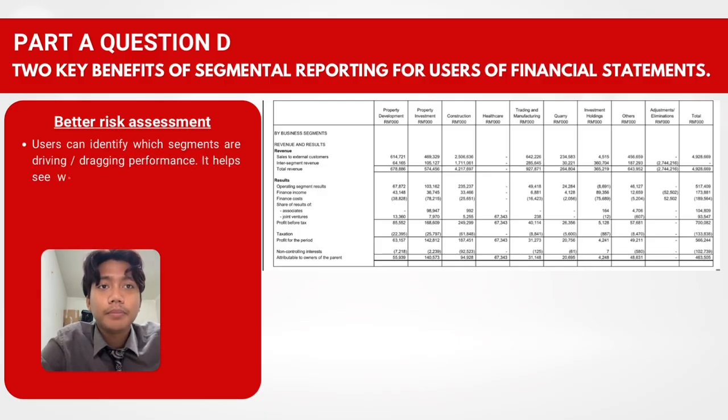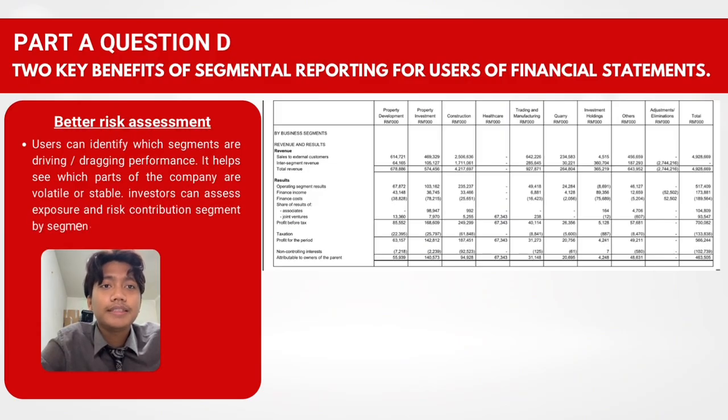First key benefit is better risk assessment. Users can identify which segments are driving or dragging performance. It helps to see which parts of the company are volatile or stable. Investors can assess exposure and risk contribution segment by segment. For example, in Sunway Berhad, the report disclosed financial and sustainability data across 7 business divisions, such as property development, property investment, construction, healthcare, trading and manufacturing, quarry, and investment holding. This allows users to assess each division's specific contribution, risk and operational impact.